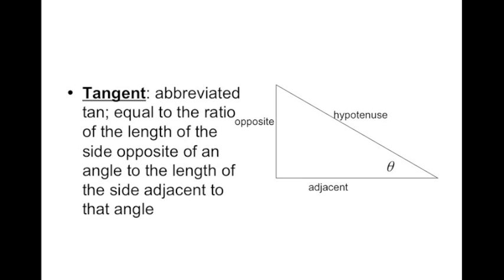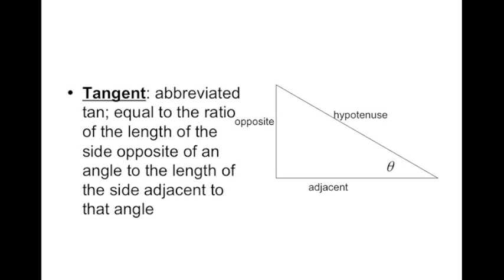What is a ratio? Comparing one thing to another. And how do we usually write it? Something and then something. We could write it with a colon, or we could write it as a fraction. So a ratio is typically a fraction. So our tangent is going to be a fraction.